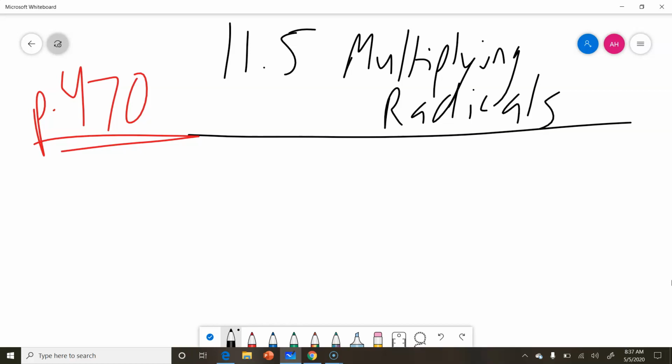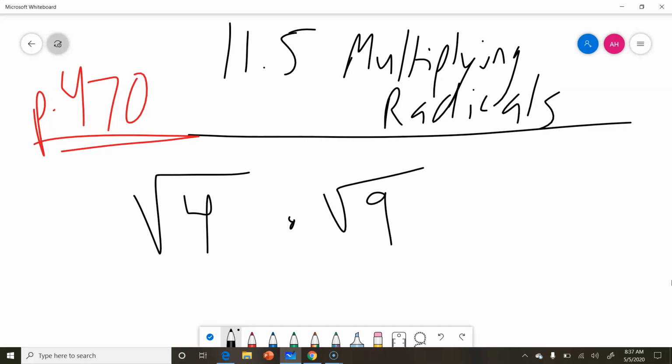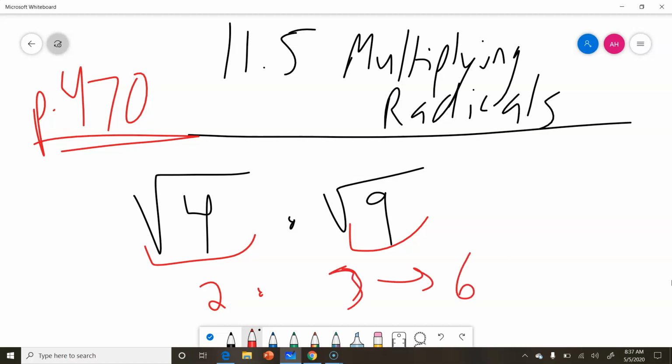So if we had the radical here, the square root of 4 times the square root of 9, think about this. If we simplified this one, what would that be? That would be 2 times, and we simplified this one, that'd be 3. So 2 times 3 here is 6. That's easy. You guys know how to do that, simplify and then multiply.